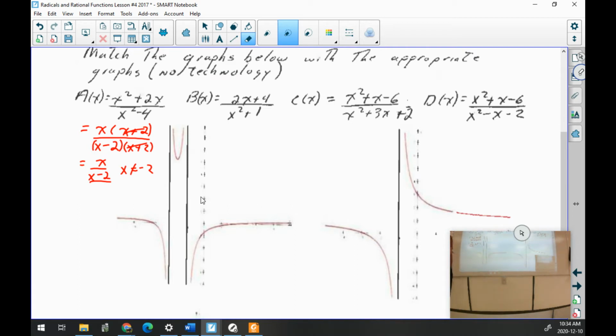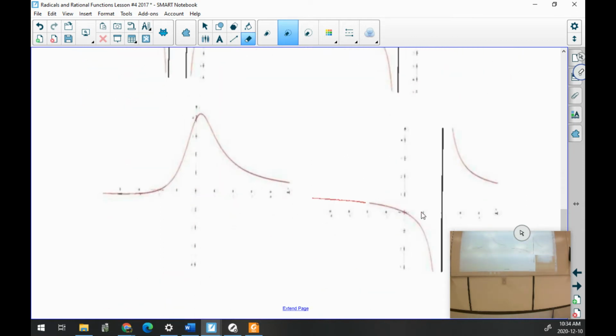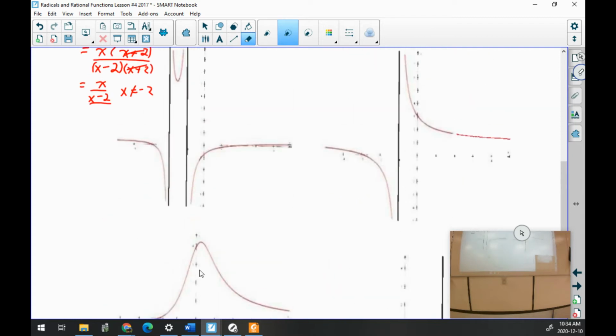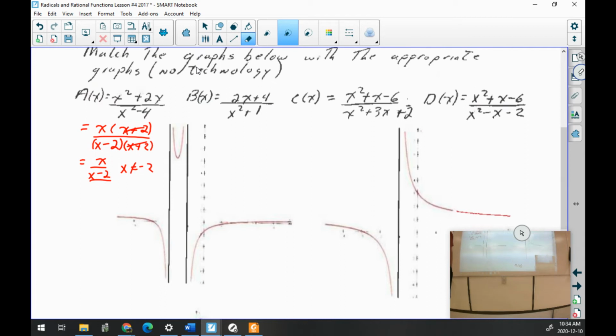We have an x-intercept at 0. So there's our vertical asymptote. There's my x-intercept at 0. And it's hard to see here, there's a point of discontinuity at -2. Okay? So this guy is your A of x, by looking for our important points: vertical asymptotes, x-intercepts, and points of discontinuity.